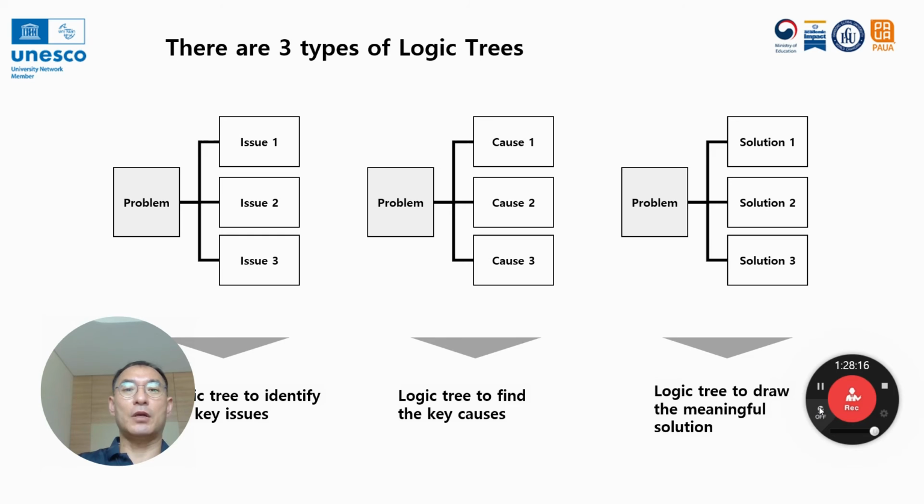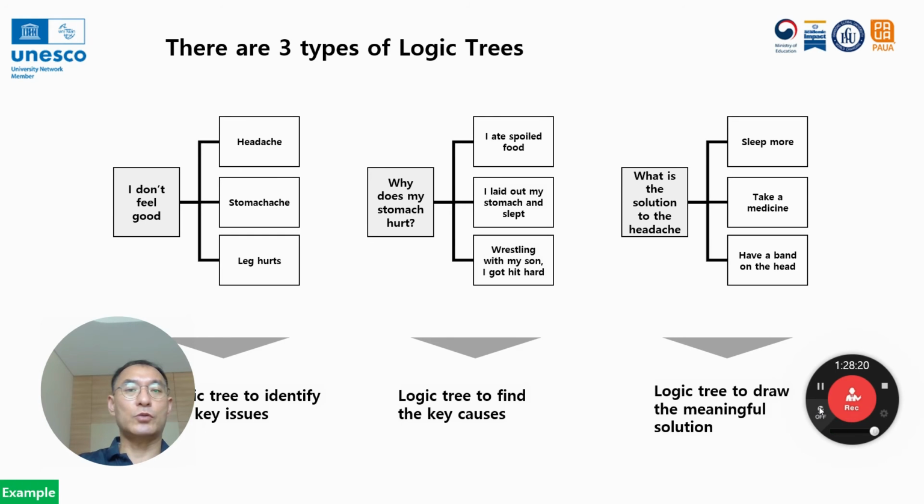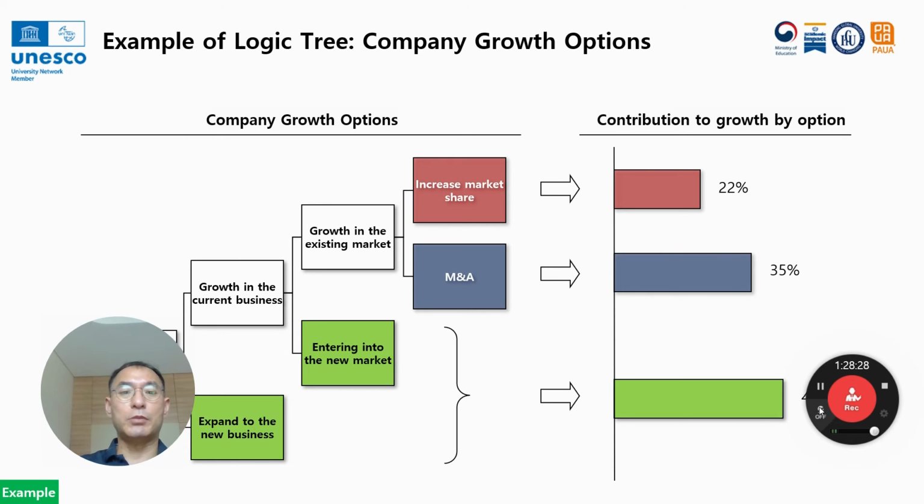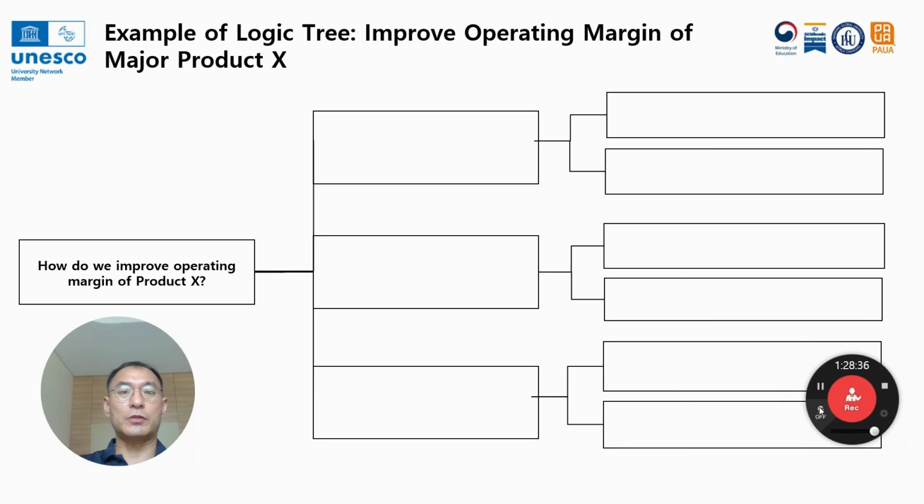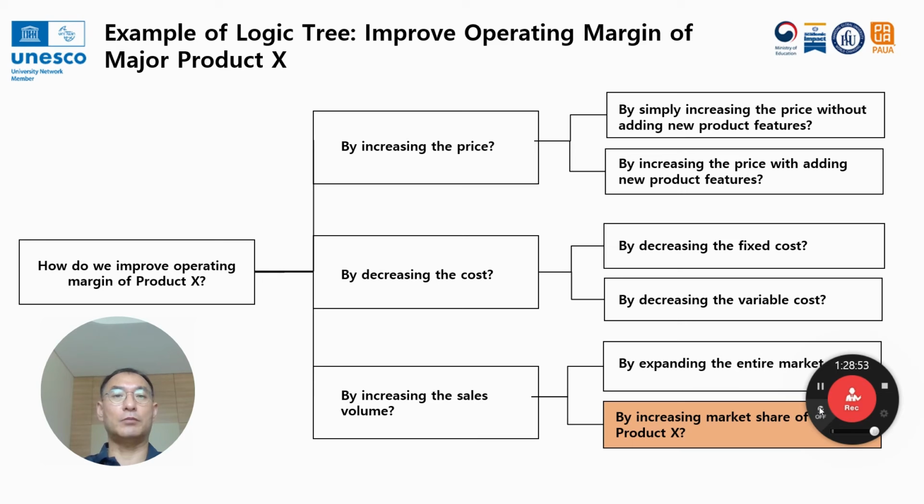And there are 3 types of logic trees, and you can use any one of them for the purpose of your analysis. And this is another example of a logic tree, the company growth options. There are 3 or 4 different options. And finally, I introduced examples of the logic tree of improving operating margin of the product X and the market share of the product X. So hopefully you will use this logic tree and MECE concept to disaggregate any kind of problems and any kind of topics you want to disaggregate.